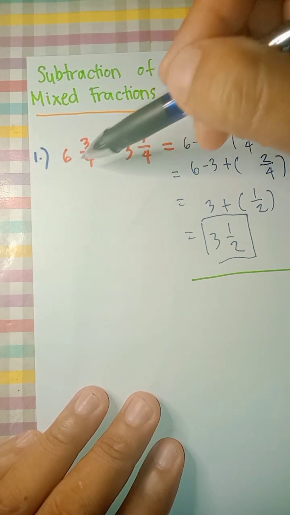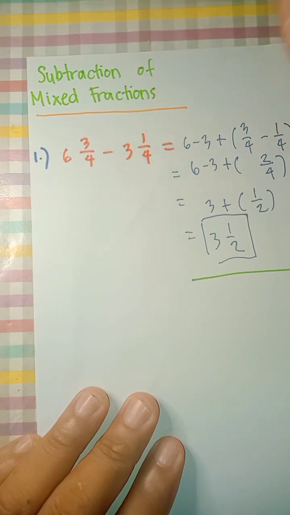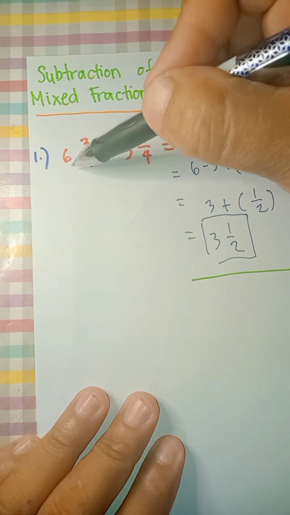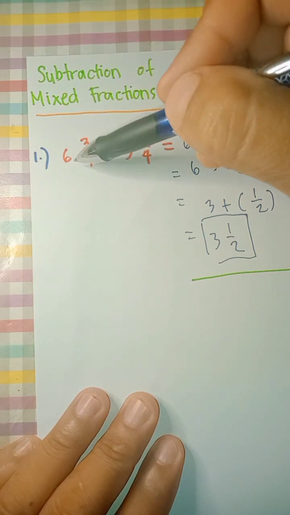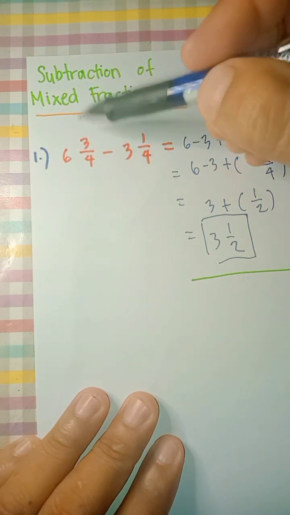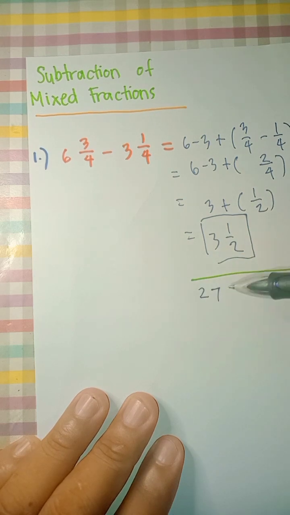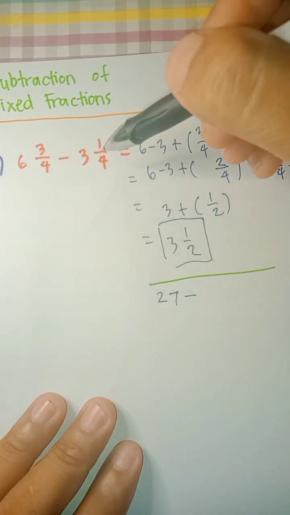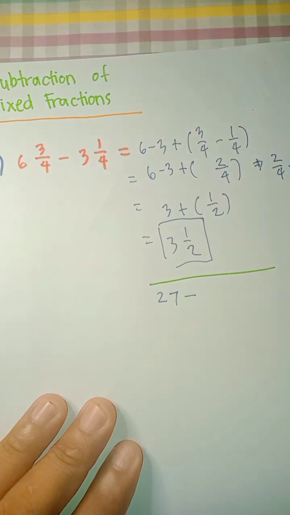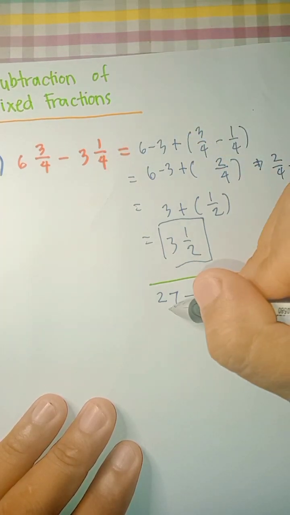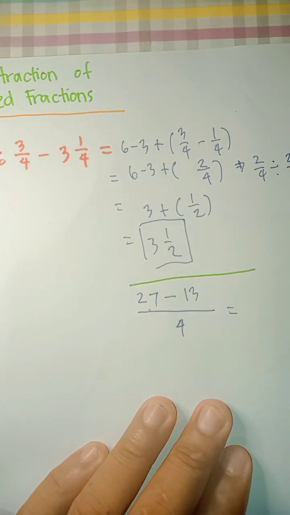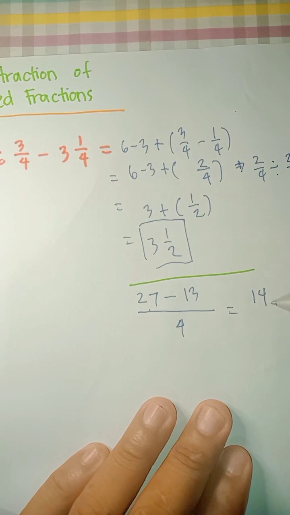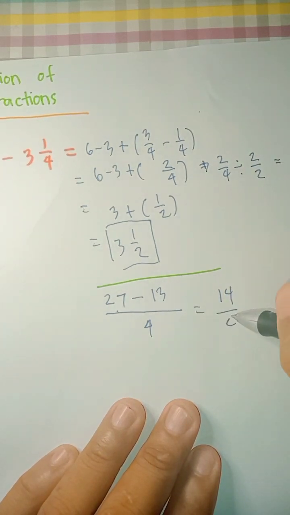So to convert this 6 and 3 fourths to an improper fraction, we have to multiply the denominator to the whole number. Then their product is to be added to the numerator. So 4 times 6 is 24, plus 3 is 27. Then minus 4 times 3 is 12, plus 1 is 13. Then copy the common denominator, which is 4. Now, 27 minus 13 is just 14. Then copy the denominator, 4.